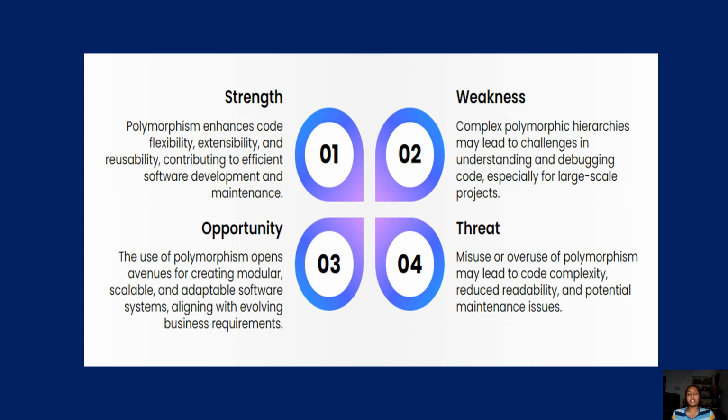It's evolving very frequently. And weakness is that complex polymorphic hierarchies may lead to challenges in the understanding and debugging of code, especially for large scale projects. When we have large scale projects or big projects, polymorphism makes the flowchart very complex, and such complex scenarios can become difficult to handle. And if there are any errors or bugs in the program, it becomes a little tricky to find the bug and debug it.